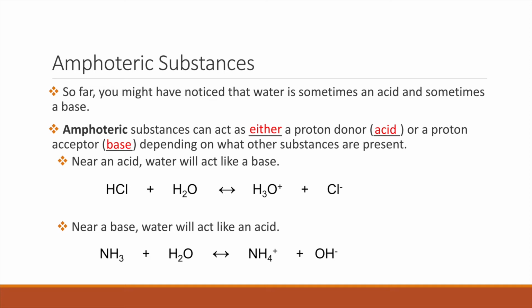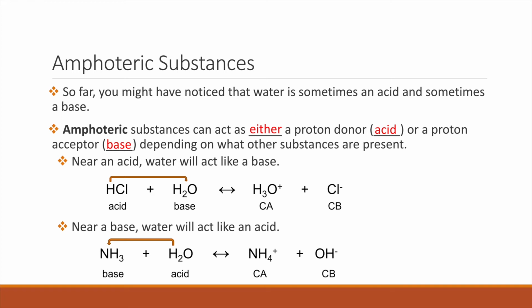So near an acid, water will act like a base. It will accept a hydrogen. So that HCl is going to give to the water, and so I end up getting HCl acid, H2O base. But near a base like NH3, water will act like an acid and donate its hydrogen. So I've got ammonia the base and water the acid. Okay. So it just kind of depends on what else is present.